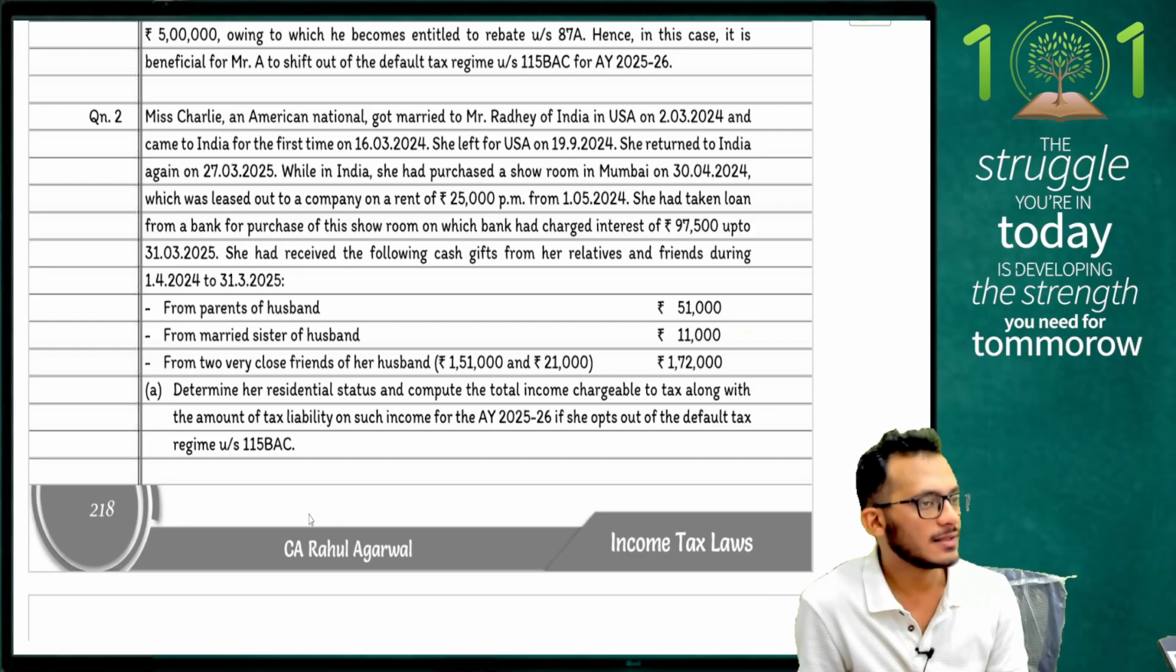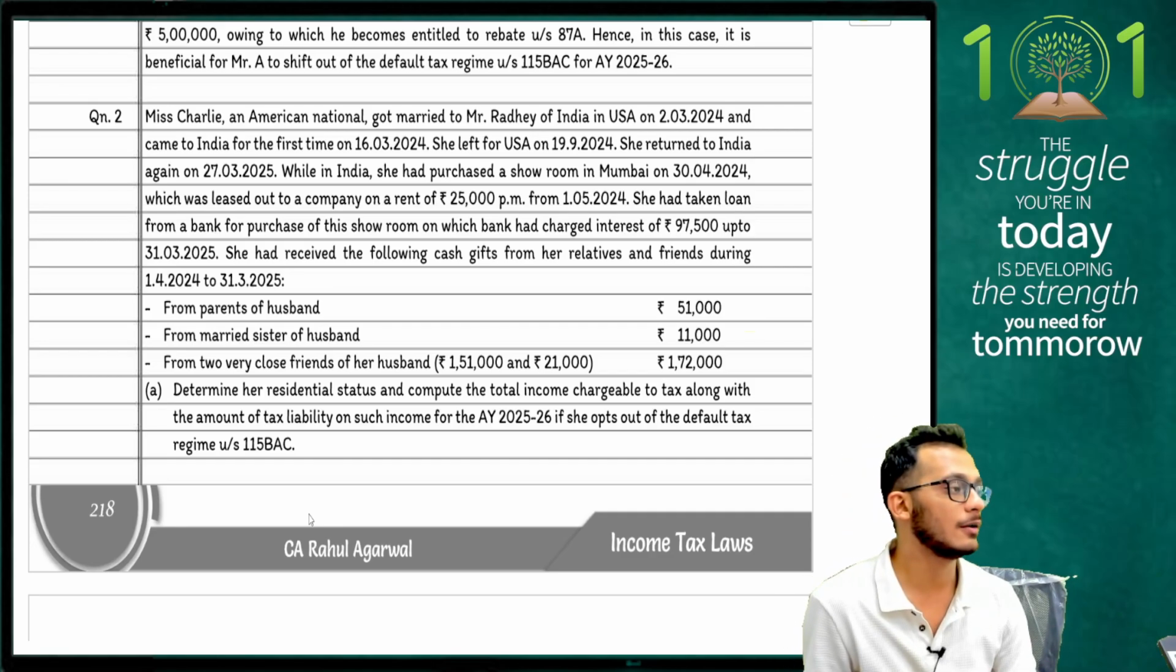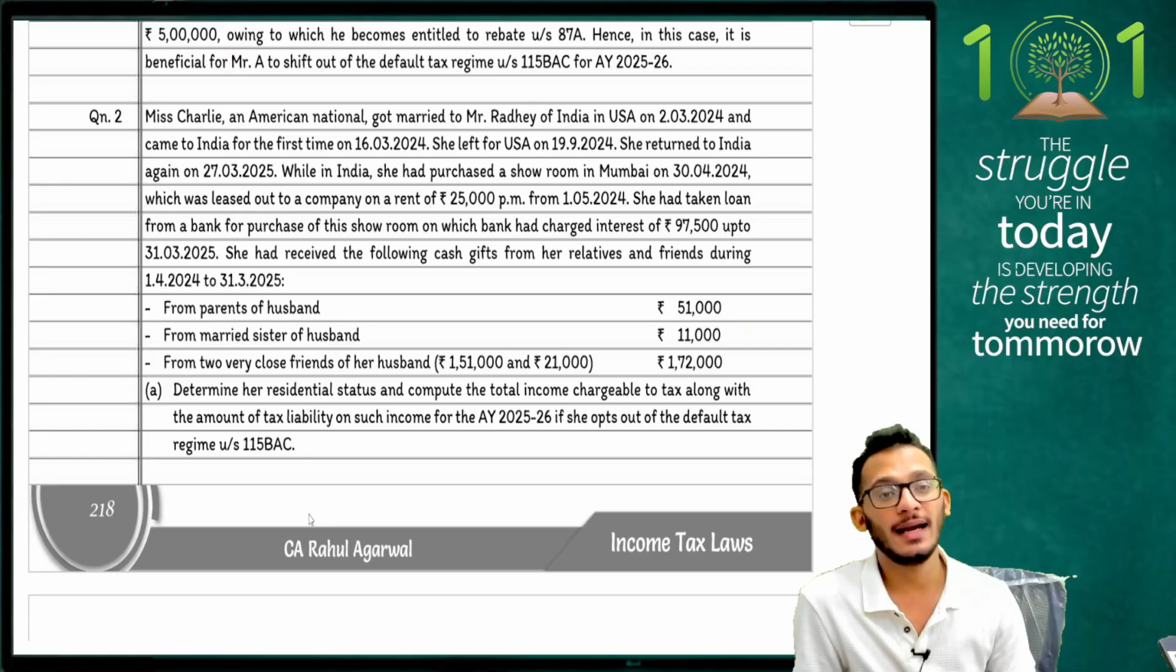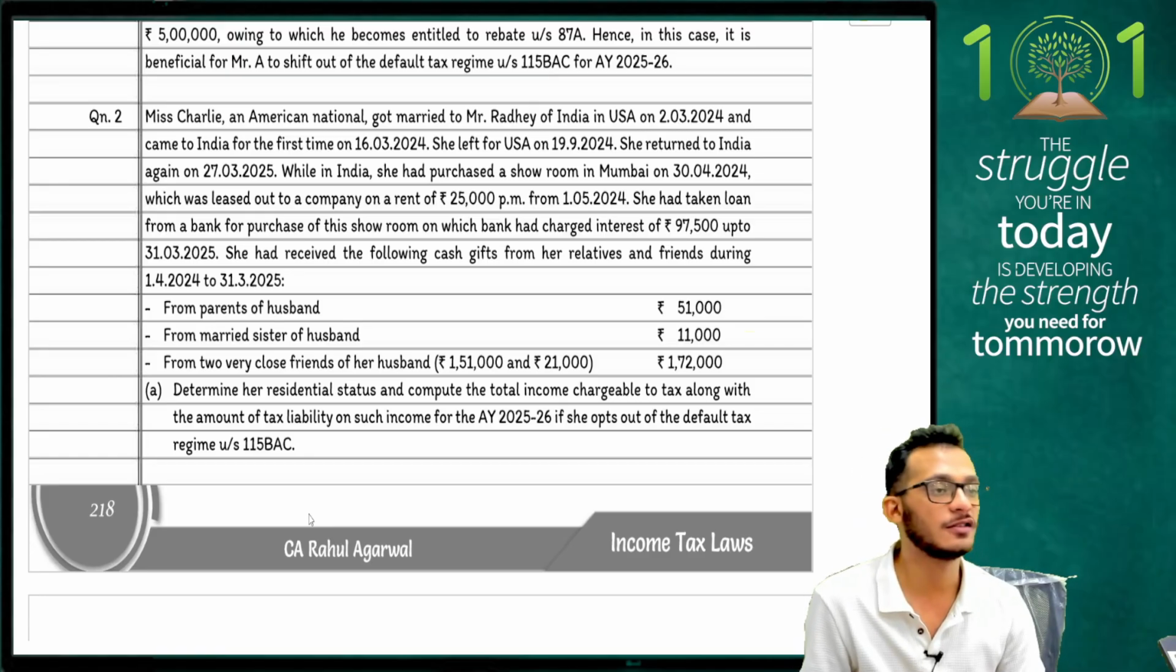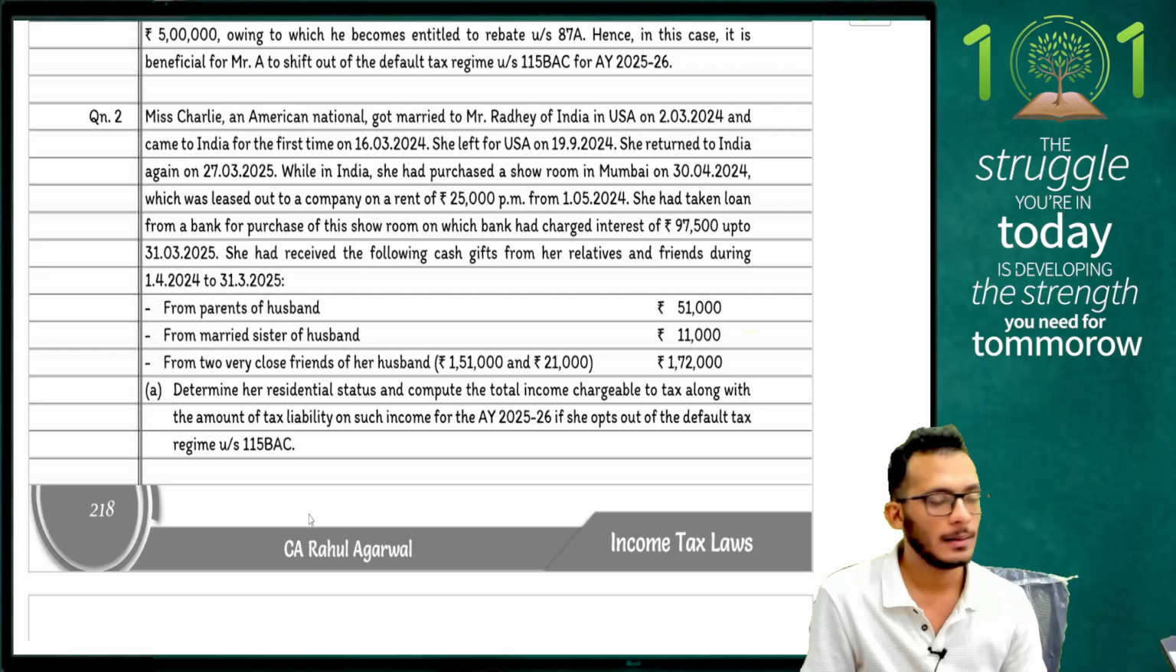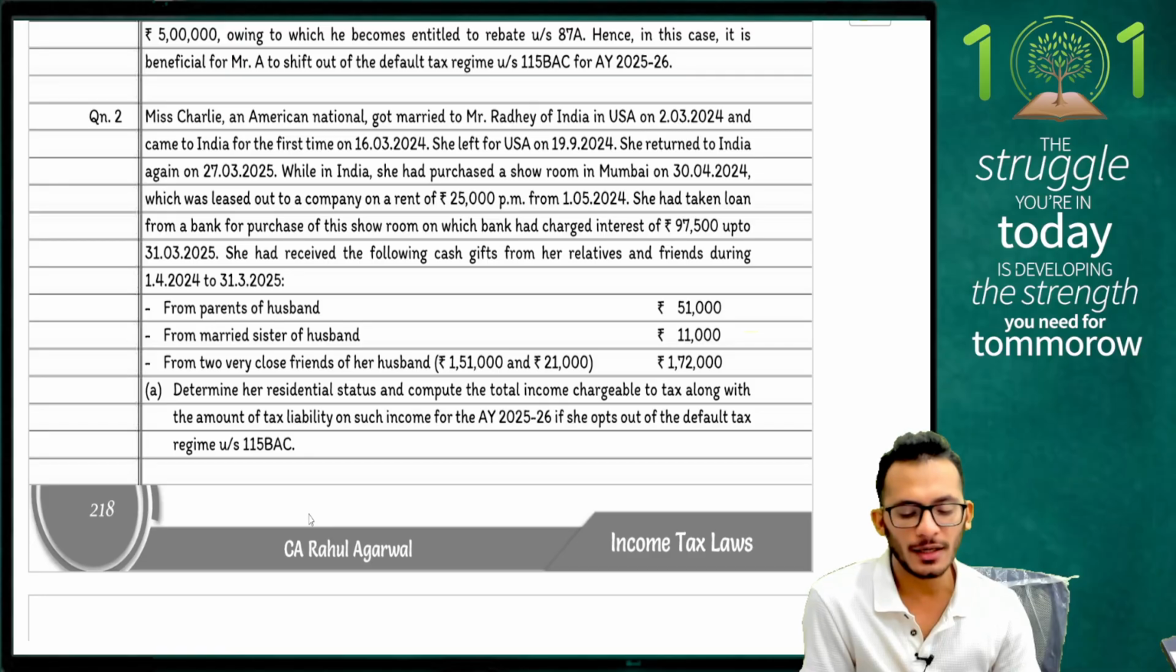Although alternatively, you can still come and say that yes, this may be received on account of marriage and therefore may be fully exempted. That can be a line of defense, but I would not suggest it, because marriage happened in the previous year. Clear?